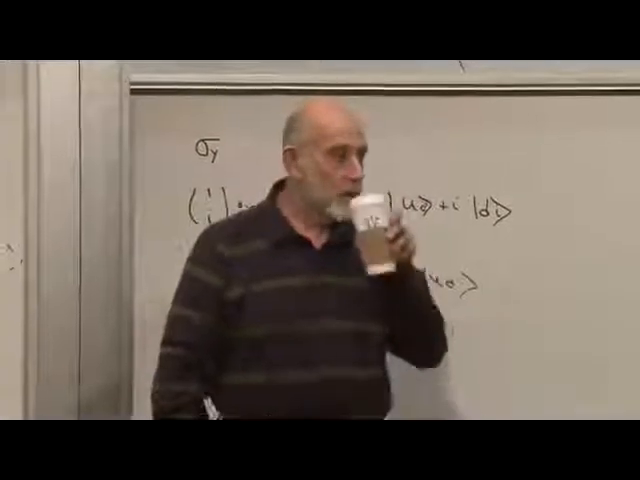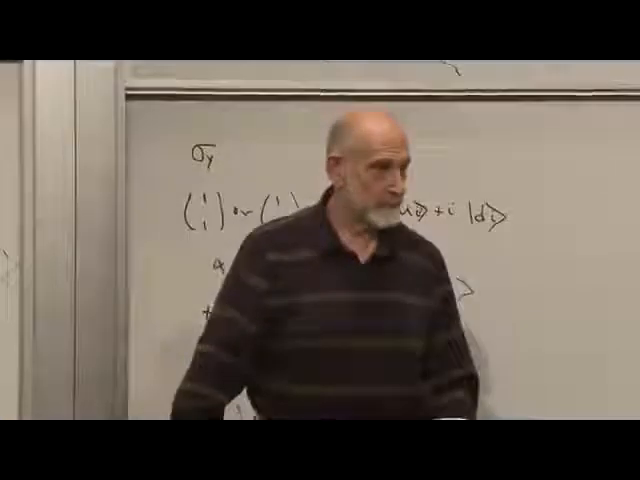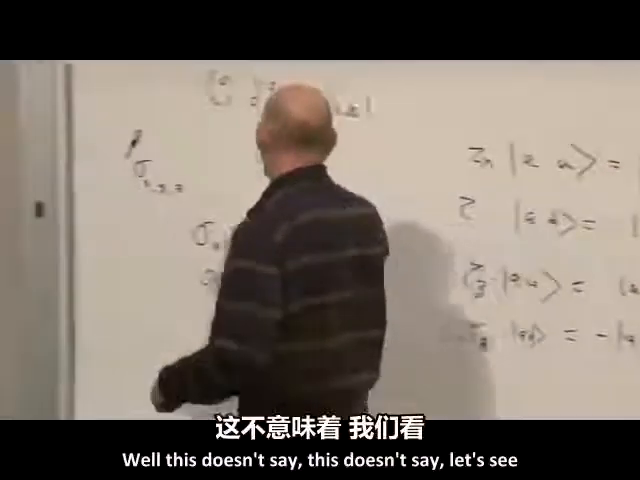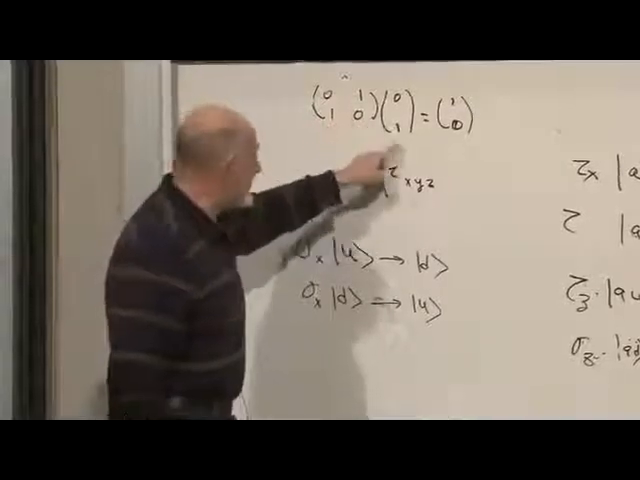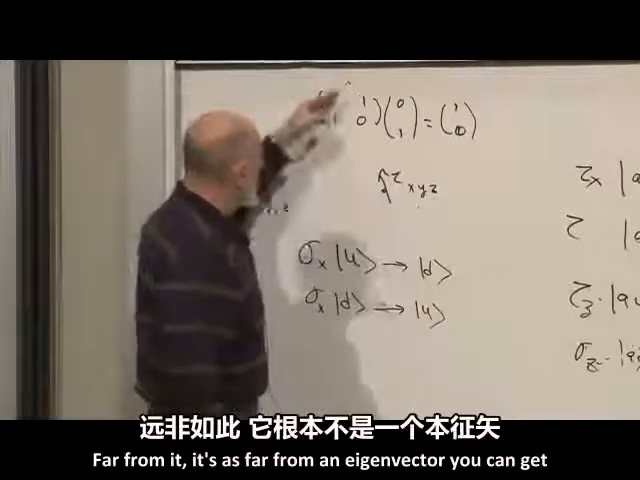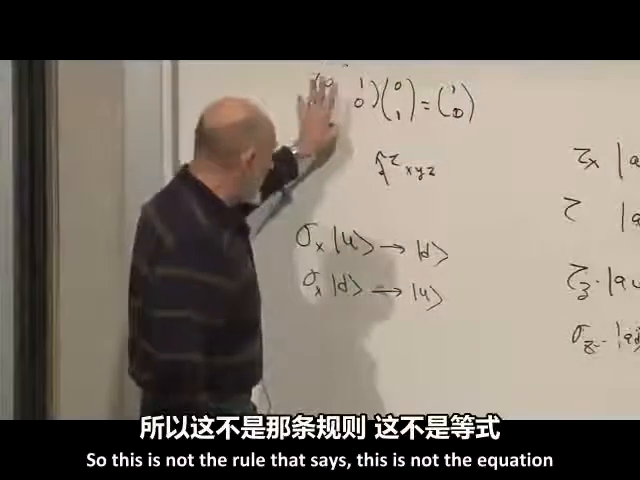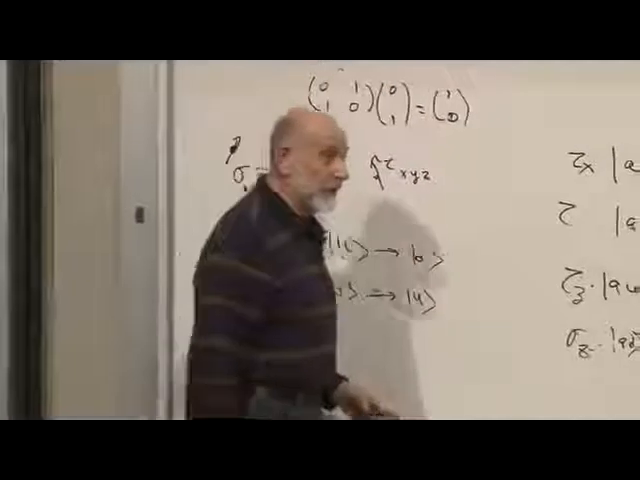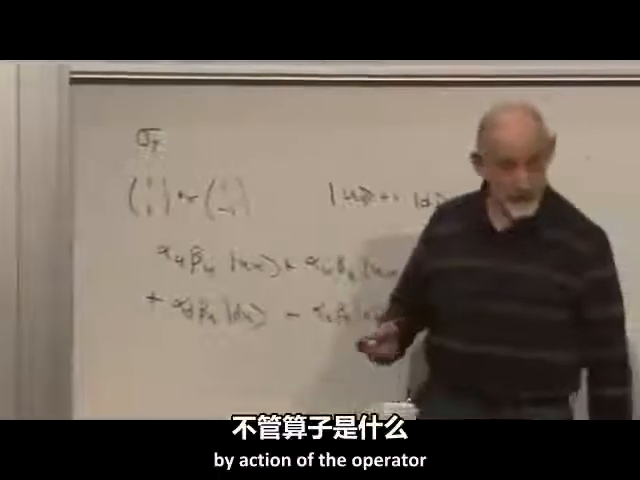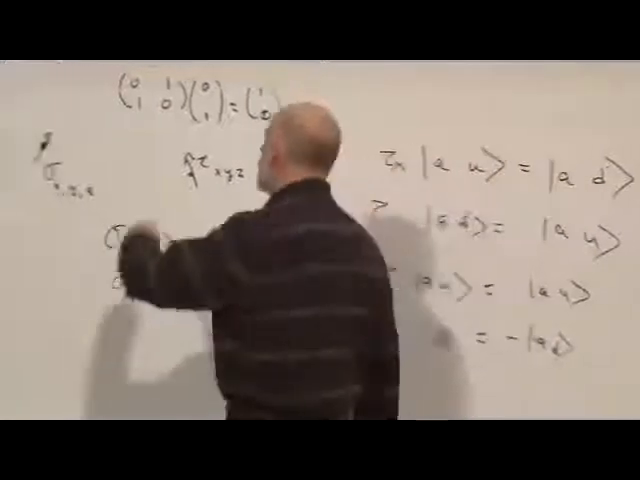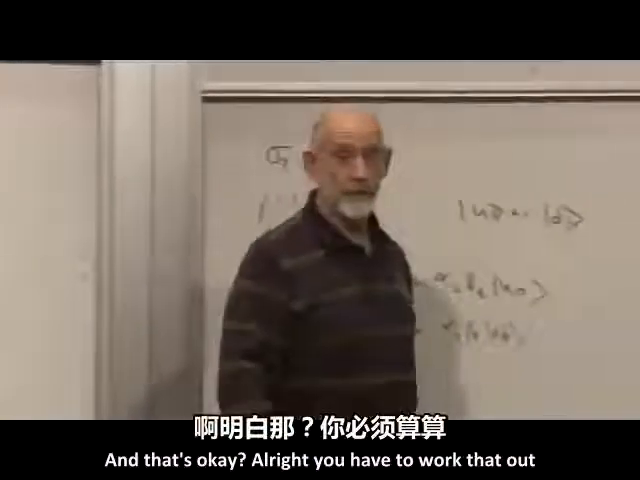I see how the ones and zeros work out, but I'm trying to map that into the physical situation where you're making the measurement of the x direction of a state that's prepared this way. Well, this doesn't say 1, 0 and 0, 1 are eigenvectors of sigma x. Far from it. It's about as far from an eigenvector as you can get. When you act with sigma x on this one, you get a completely orthogonal state. An eigenvector is a vector which is kept in the same direction by action of the operator. This is as far as you can get from that. The operator acts and gives you something orthogonal.